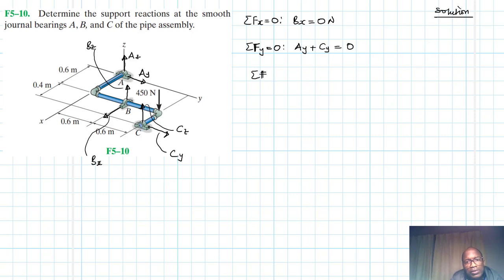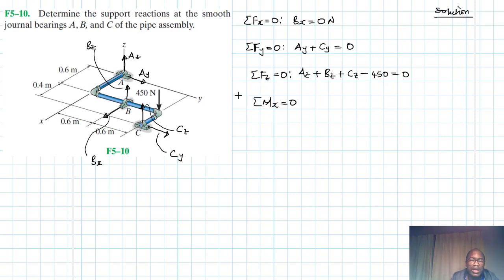Then we have summation of forces in the z equal to 0. What do we have in the z? We have Az, we have Bz, we have minus, plus, Cz, and then minus the 450 I wanted to indicate, equal to 0. We have 1, 2, 3, 4. Great. And then let's now work on moments, summation of moments about the x-axis.